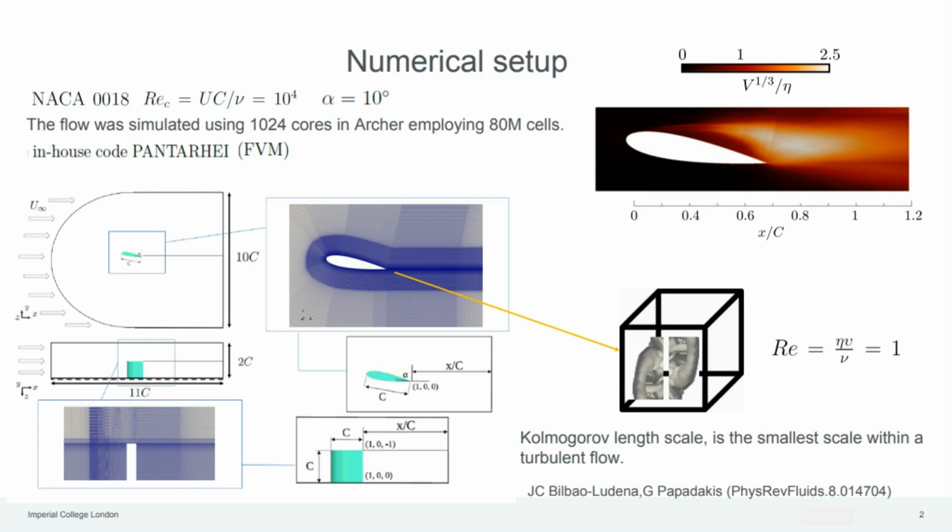I will talk today about my entry, which I call self-amplification and structured chaos. Just to start, I will talk a little bit about the numerical setup that we have used. We are working with a NACA 0018 wing at a Reynolds number of 10,000 and an angle of attack of 10 degrees.